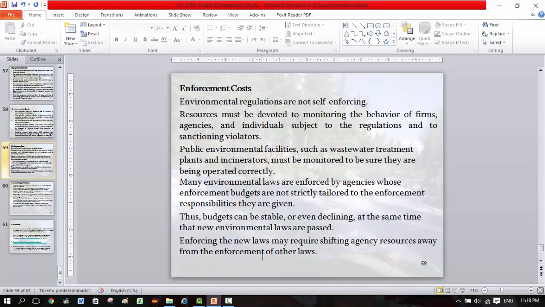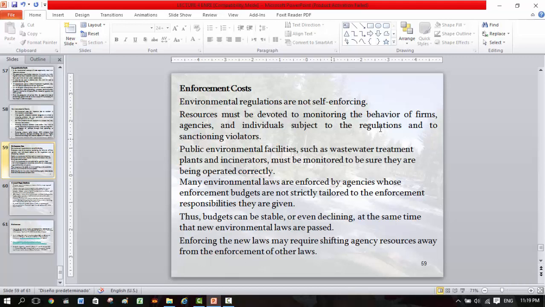Enforcement costs. Environmental regulations are not self-enforcing. When environmental regulations are introduced, these need to be enforced. Resources must be devoted to monitoring the behavior of firms, agencies, and individuals subject to the regulations and to sanction violators. Means we have to divert resources for the monitoring of the concerned firms, agencies, or individuals for whom the regulations have been introduced.